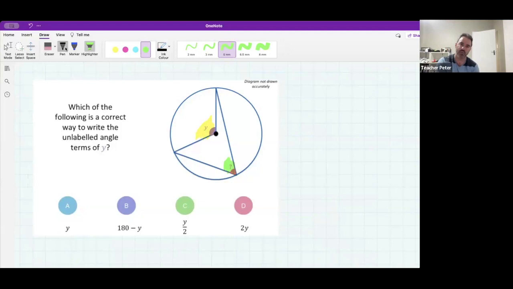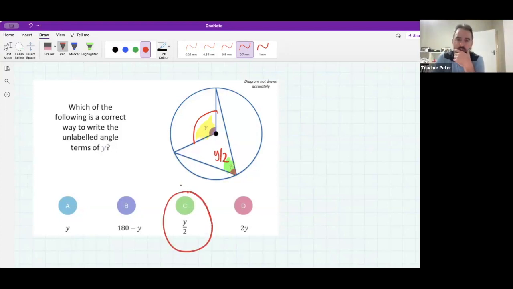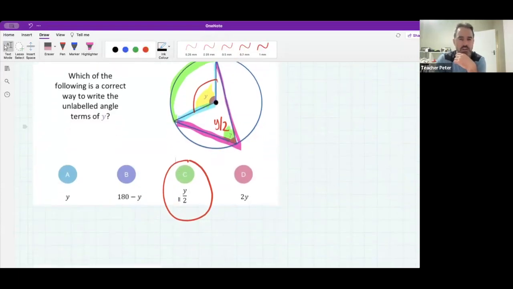So remember, this one over here is twice the size. And so this would just be y over 2, in which case the answer should be C. And then the arc that the angles are based on is going to be this green one over here, essentially because you've got that, and then you've got that one over there. Okay, so the idea is starting to make sense.